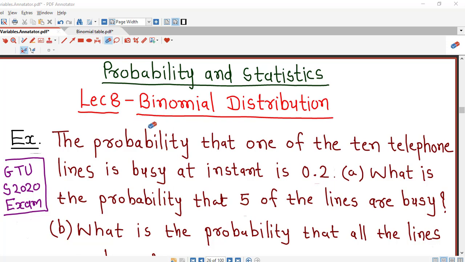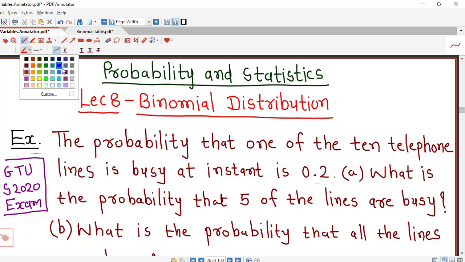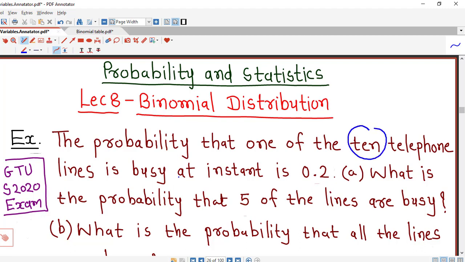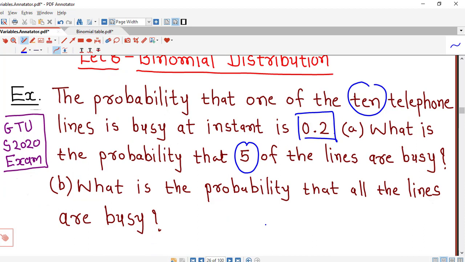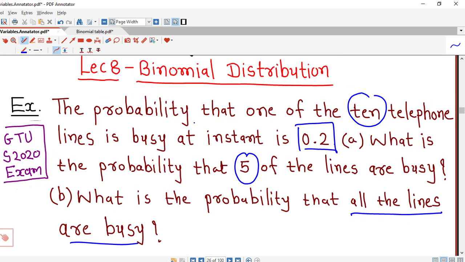In this lecture also we will discuss one more problem on binomial distribution. So let's try to understand what is given. The probability that one of the 10 telephone lines is busy at an instant is 0.2. What is the probability that 5 of the lines are busy, and what is the probability that all the lines are busy? So first we check whether the random experiment in this problem is a binomial random experiment or not.